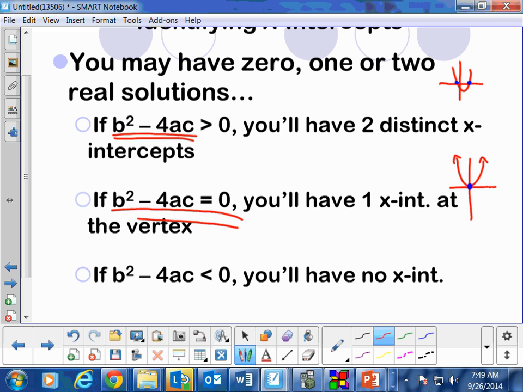And sometimes, if you find out that b squared minus 4ac gives you something less than 0, we will have something with no blue dots because it does not cross the x-axis, which means there are no x-intercepts in our case. So those would be the three things we need to anticipate that may happen. Now let's go ahead and move forward with this.